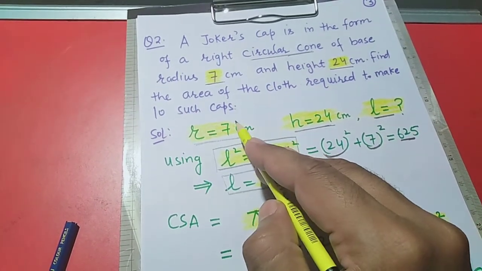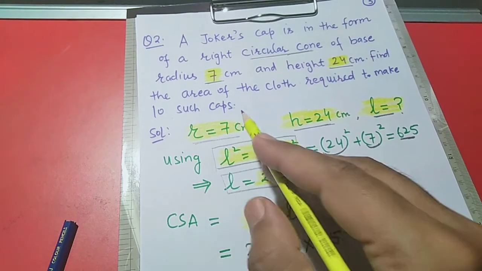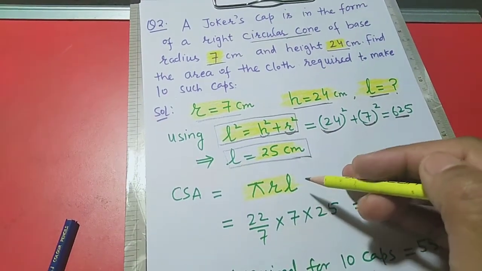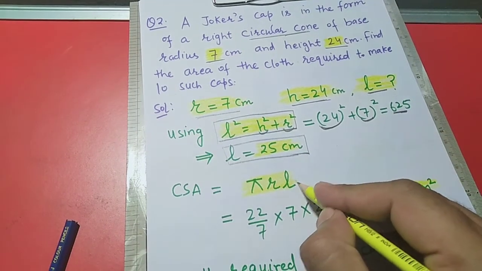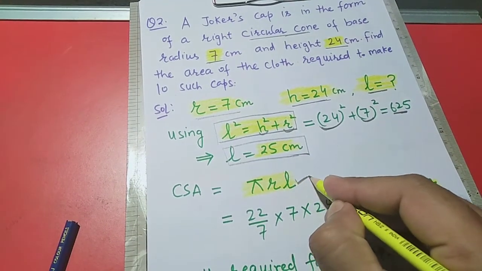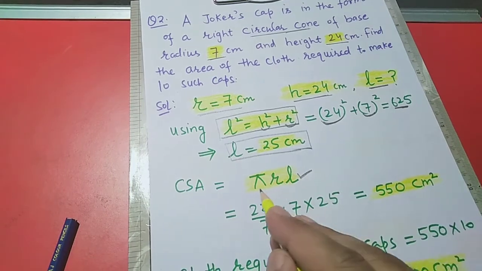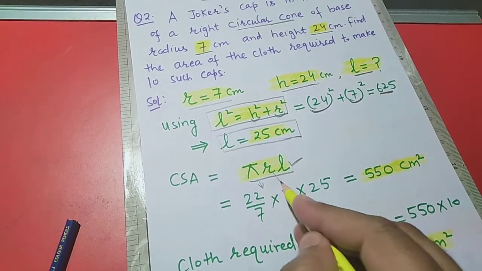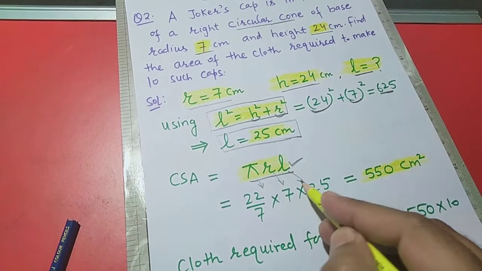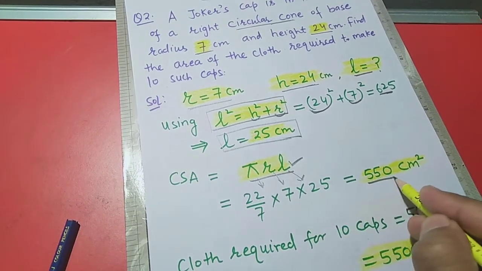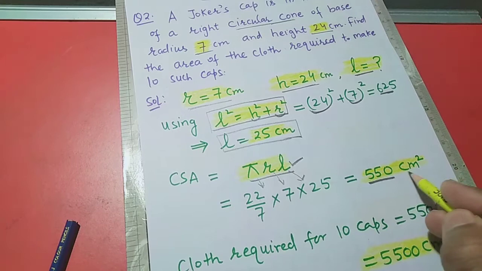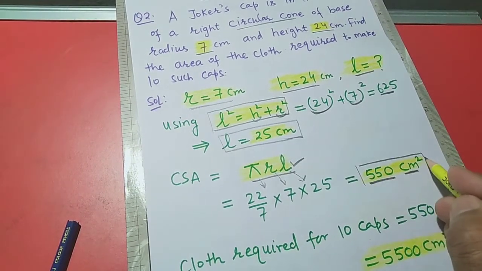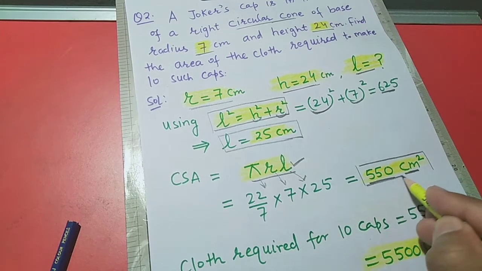So first of all we have to find how much area of the cloth will be consumed in one cone. It means we have to find the curved surface area of the cone, which is pi r l. So by putting in the values of pi, r and l, we have got 550 centimeter square, because this is the curved surface area of the cone.